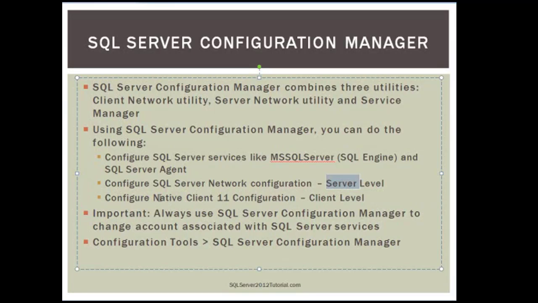And then moving on, the last thing is that you can configure Native Client 11 configuration. So again, this is at the client level. Once you are done configuring the server, you pretty much have to match the values at the client level. In other words, if you are running, let's say, TCP/IP on the server, but you're using named pipes at the client, the setup will not work, and there will be a lack of communication between the components.